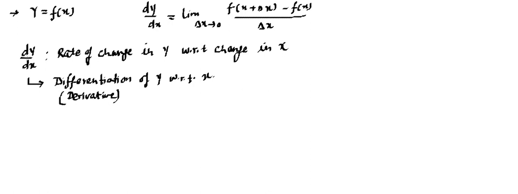Now apart from this, there are other ways of representing the same differentiation. Sometimes we write dy upon dx as d upon dx operating on y. So this d upon dx is called the differentiation operation. It is basically differentiation of anything with respect to x, and what that thing is, we need to write over here. So we can write it in this way, d upon dx, and place the value of y which we know, which is f(x). So this can also be written in this manner.